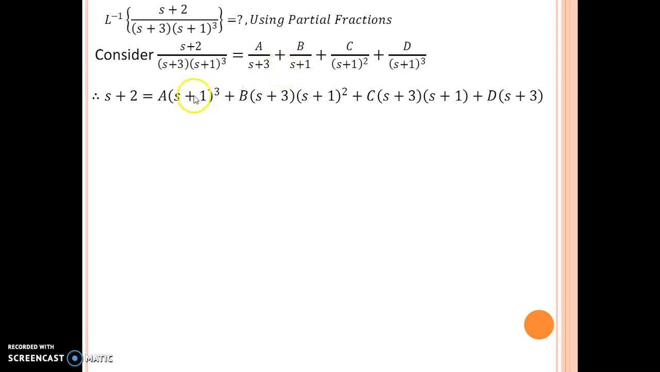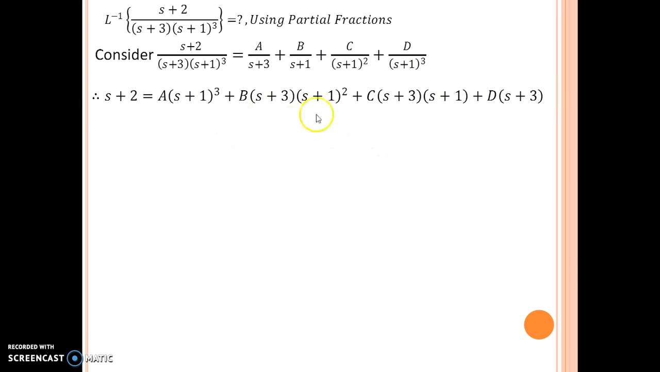When you multiply it to each of these terms, then on simplification, in the first term, the s plus 3 and s plus 3 get cancelled, and what is left in the numerator is s plus 1 the whole cube. Similarly, you do it over here, you obtain these terms, and then s plus 3 into s plus 1, and finally when you multiply the denominator to the last term, s plus 1 the whole cube gets cancelled, and what is remaining is s plus 3.